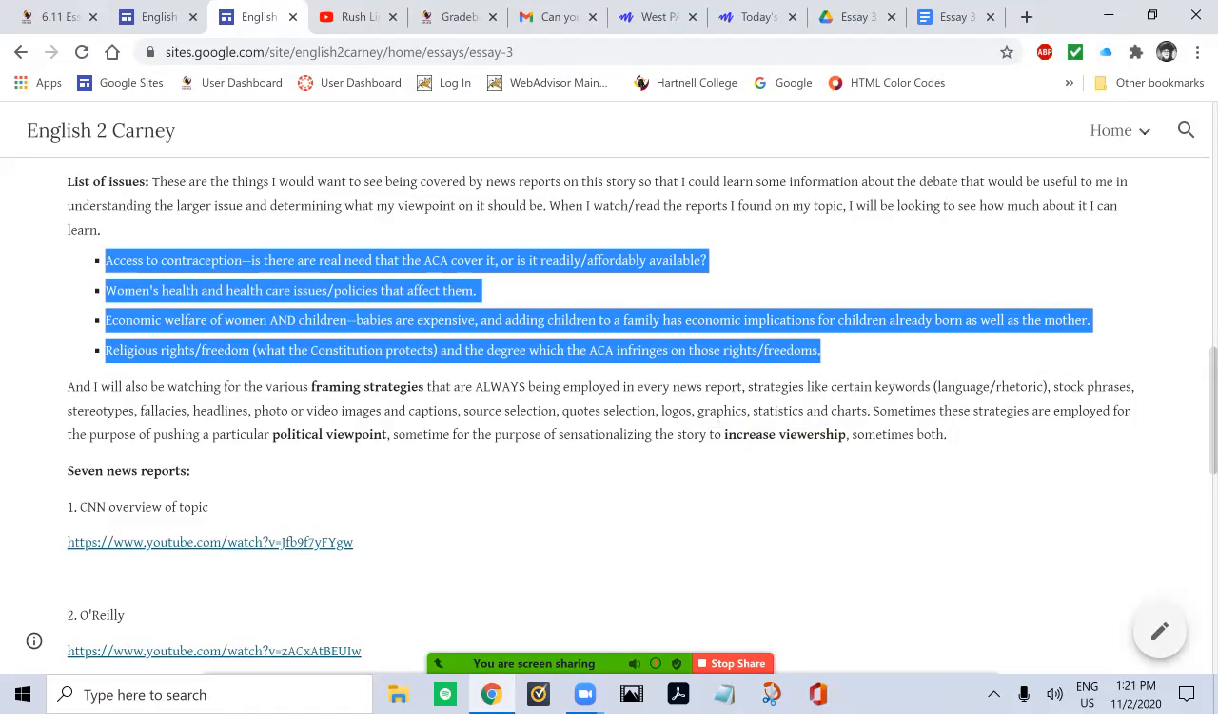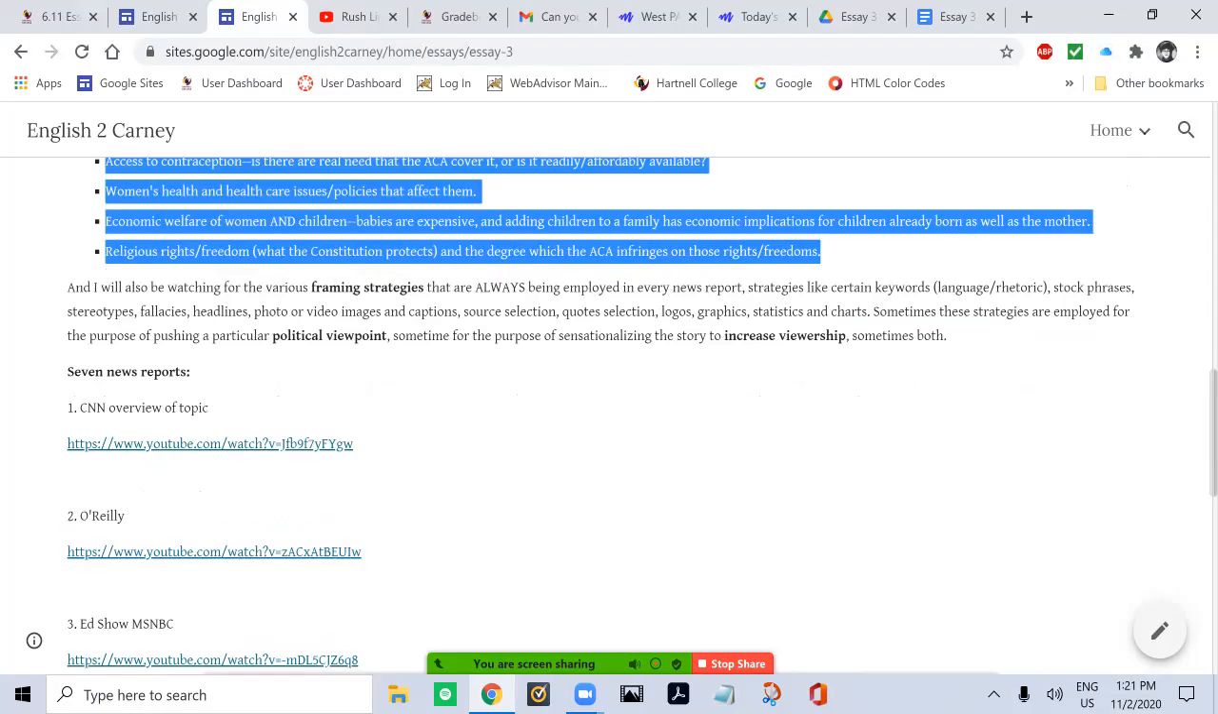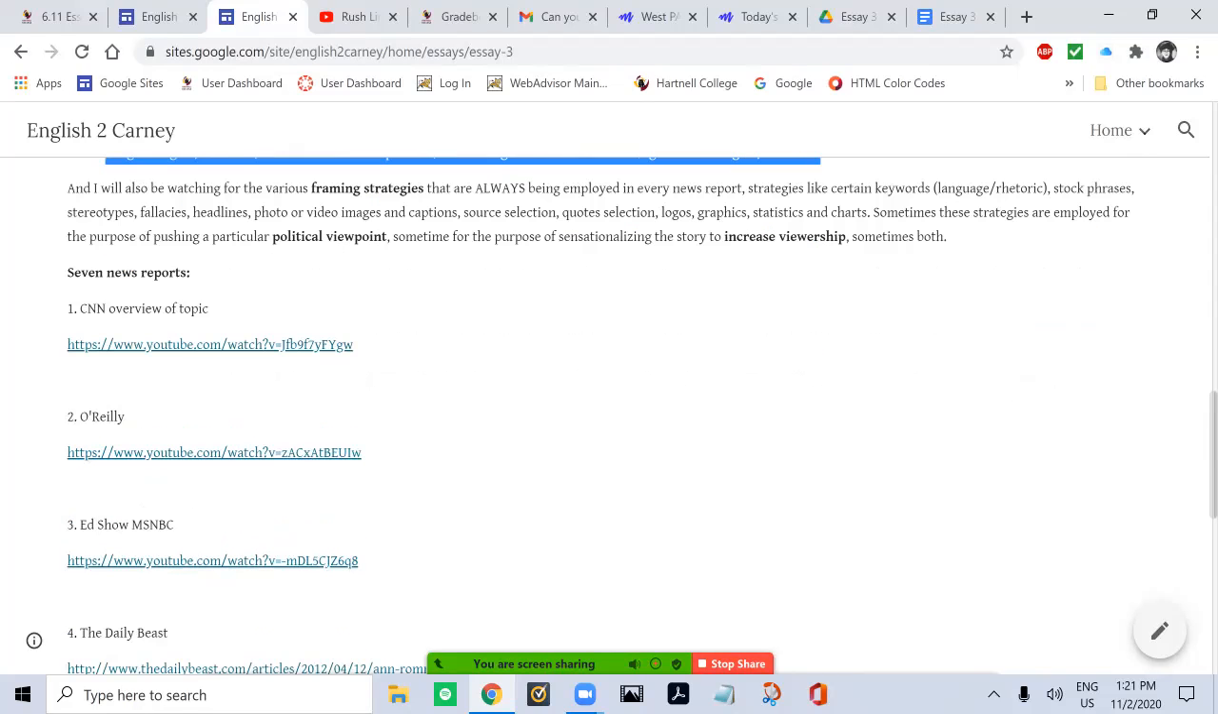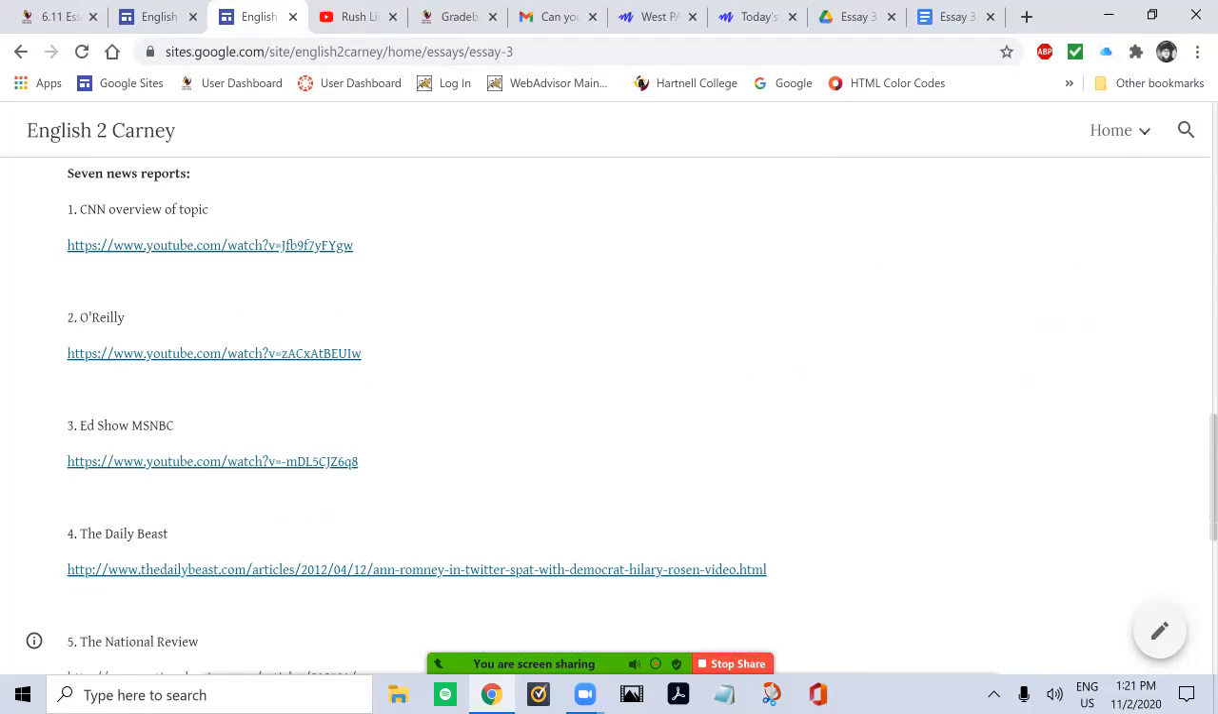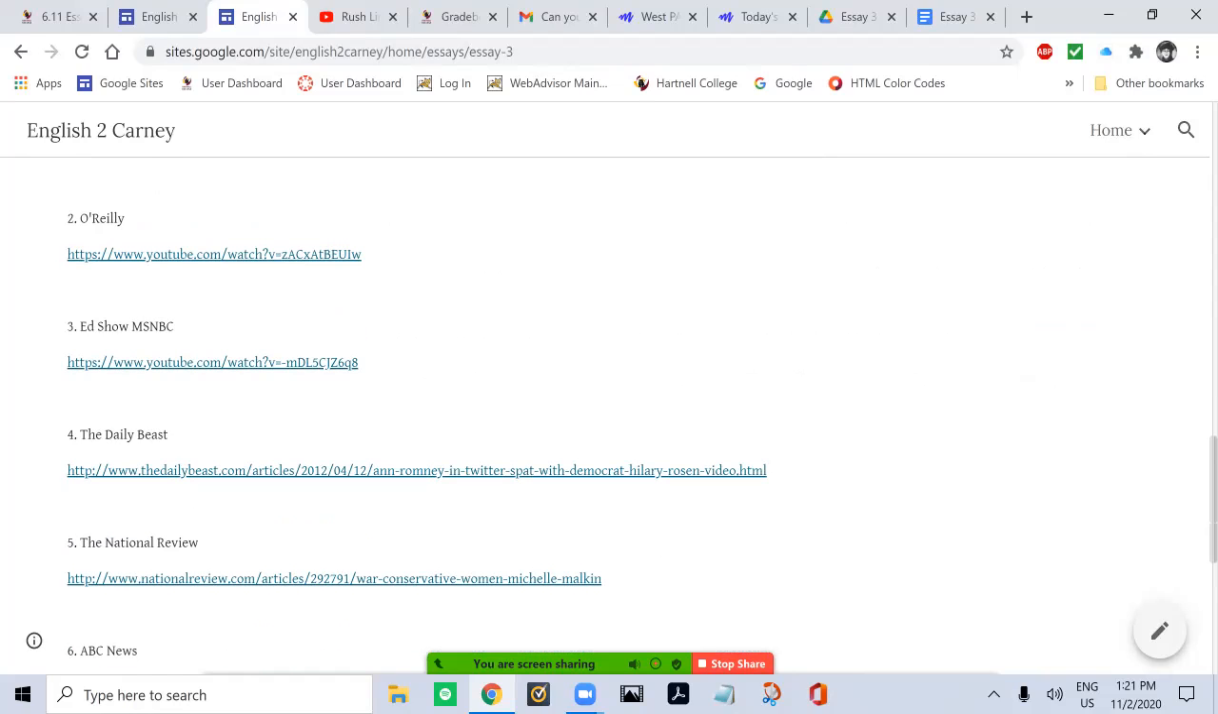And so I have a problem with CNN framing their story that way, framing their coverage that way. I could learn very little about it from that report, and I feel like I just wasted my time watching it. But it does give you an overview of the topic. And then here's our favorite, O'Reilly, covering the story.